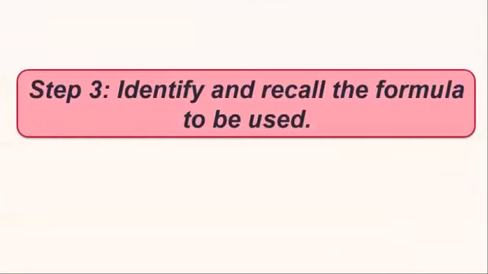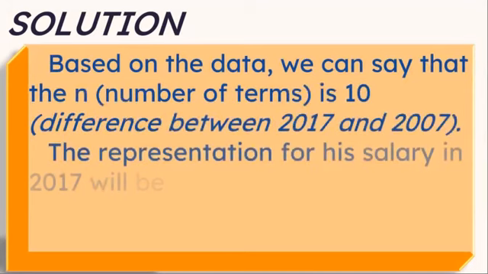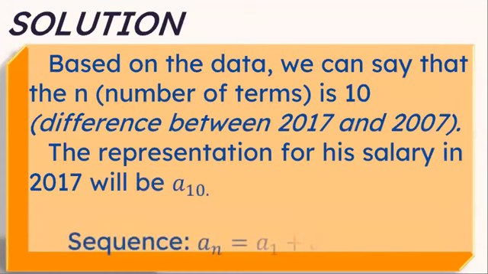Next, for step number 3, we are going to identify and recall the formula to be used. So nalaman na natin kung ano po yung given data and kung anong uri siya ng problem. We are now going to identify kung anong formula nga ba yung gagamitin natin. Based on the given data, we can say that the number of terms or n is 10. Nabanggit ko po kanina na ang n natin will be the difference between 2017 and 2007. And the representation for his salary in 2017 will be a sub 10. Since ang n natin is 10, a sub 10 po yung hahanapin natin. And since siya ay arithmetic sequence, we're going to use the formula a sub n is equal to a sub 1 plus d times the quantity of n minus 1.